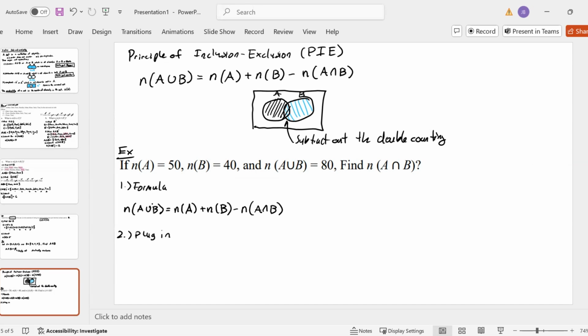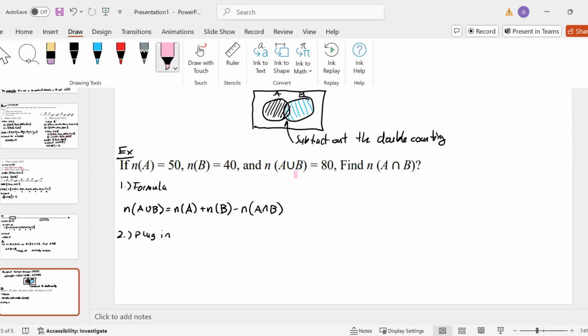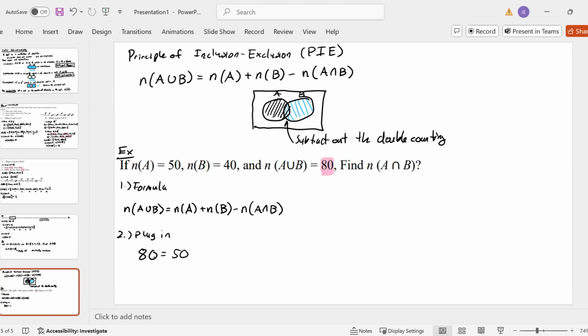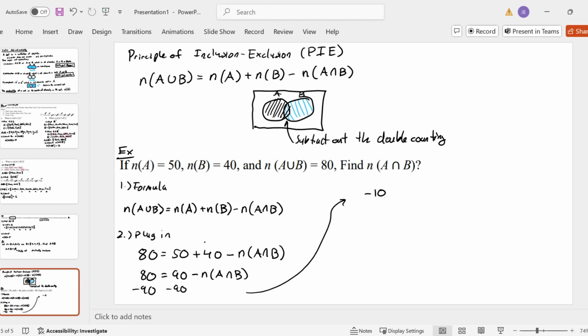So plug in. They told us this right here: 80 is equal to 50 plus 40 minus the intersection of A and B. Now simplify, and we get 90 minus the intersection of A and B. I can subtract over the 90, and I get -10 equals negative n of A intersect B, the number of A and B. Then divide by -1, because they're both negative, and there it is.